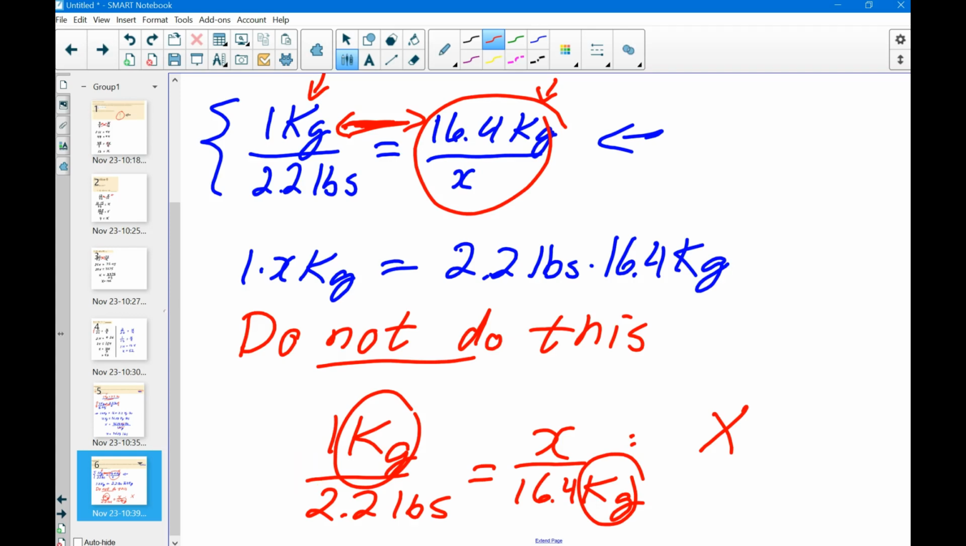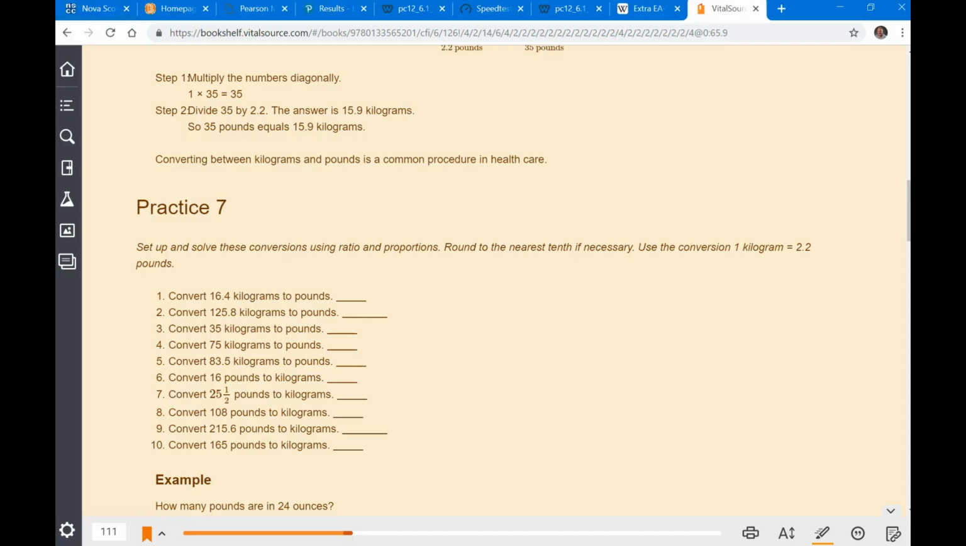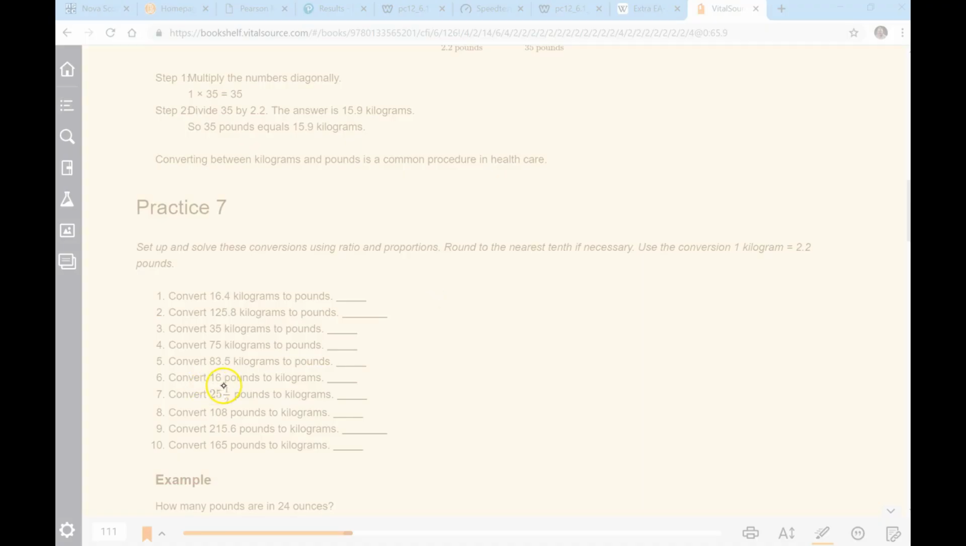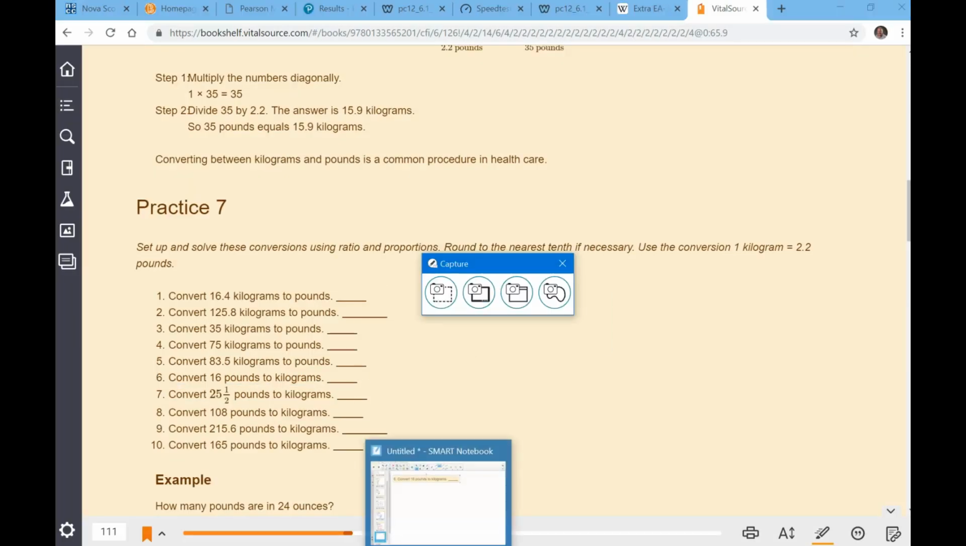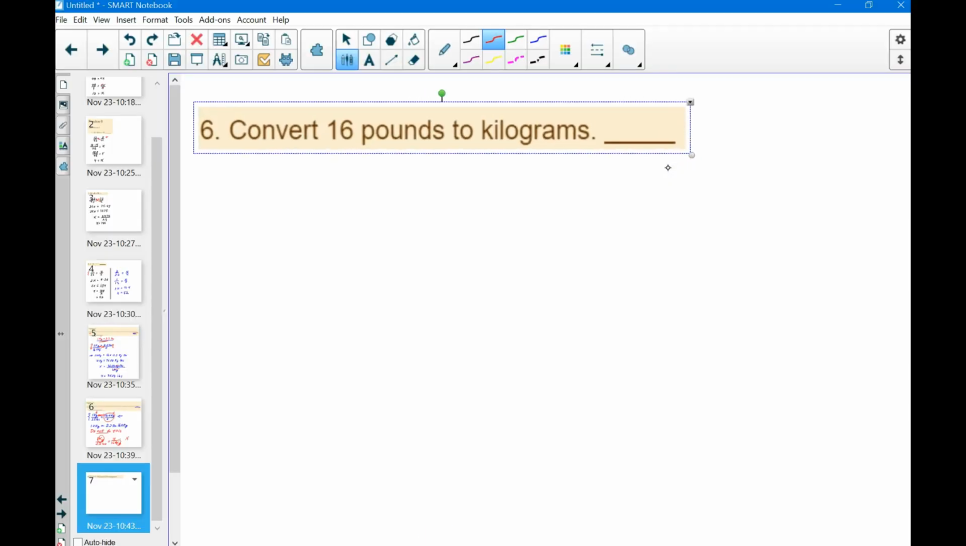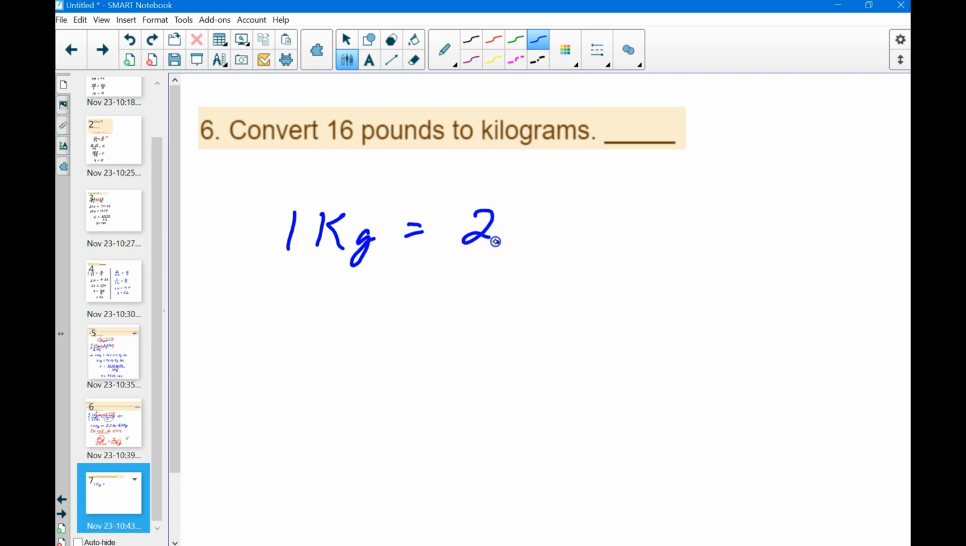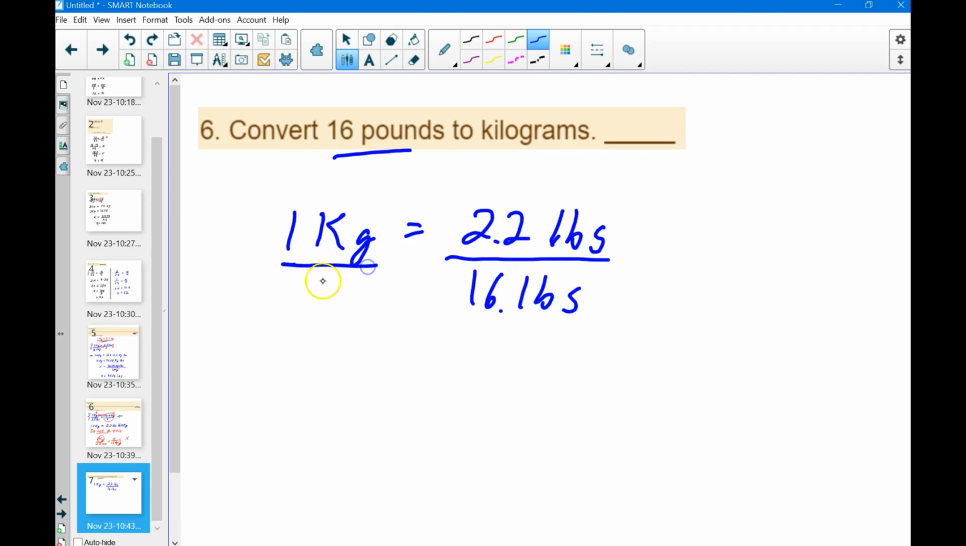We did kilograms a pound. Let's do a pound per kilogram. Let's try this one. 16 pounds a kilogram. So we know that 1 kilogram, this is what they told us already, equals 2.2 pounds. Since they wrote it down like that, the easiest thing to do is leave it like that, and you have pounds this time, so pounds would go under pounds. And over here we have an x.